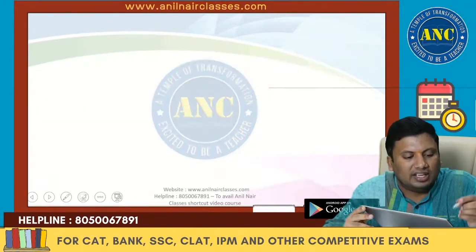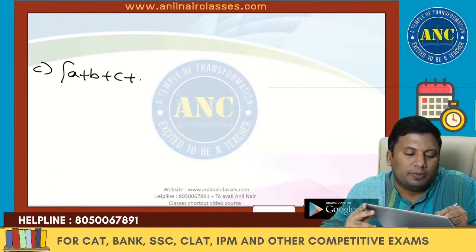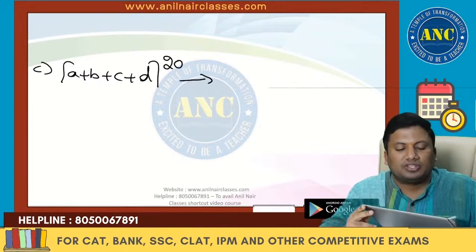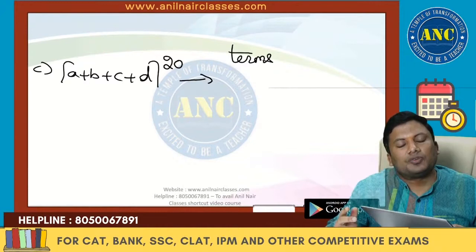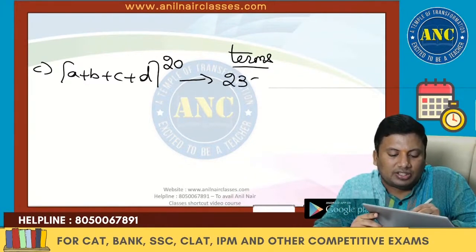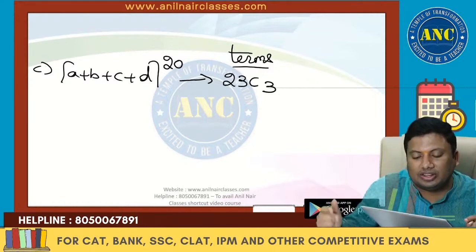Suppose the question is, please stop using pen, sir. I want my kids to be different from others. (a plus b plus c plus d) power 20. How many terms are there in this expansion? 20 plus 4, 24. 24 balls are there, 23 gaps are there. So 23C3.